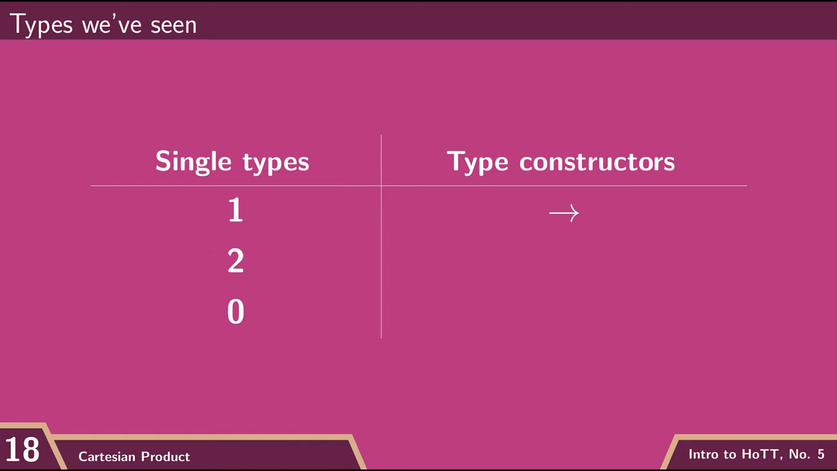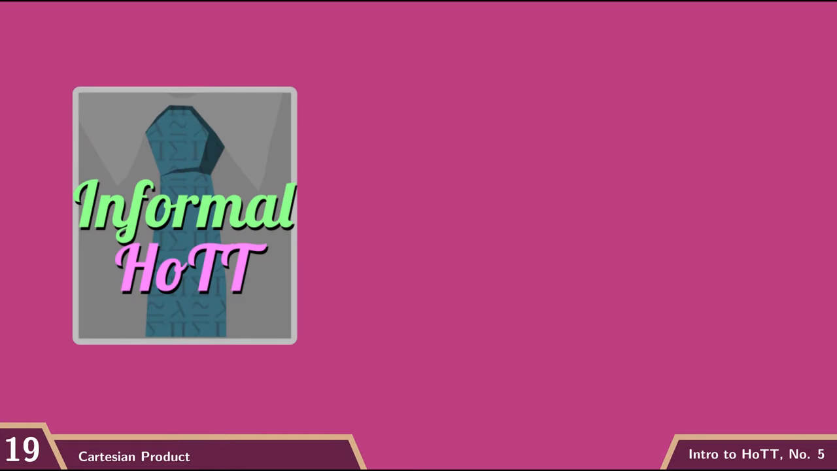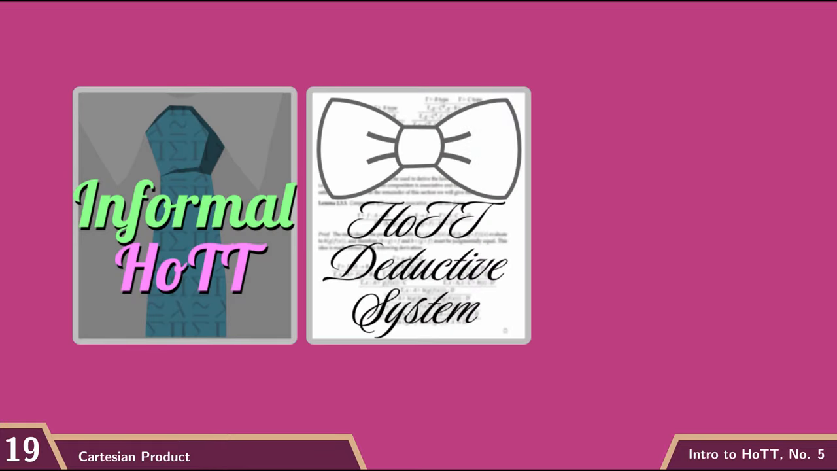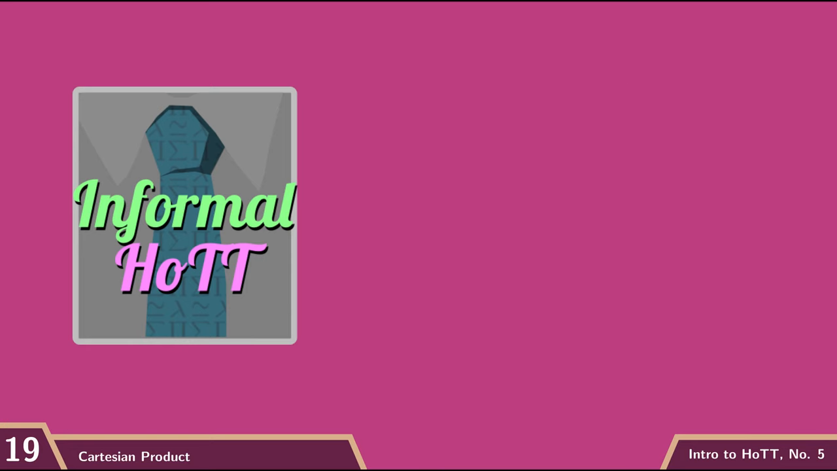Now we're going to add another type constructor like arrow, another thing which combines two types to form another one. Once again, we're going to discuss this new construct in our three ways of doing type theory: informally, in the deductive calculus, and in the computer formalization. Let's start with the informal idea.